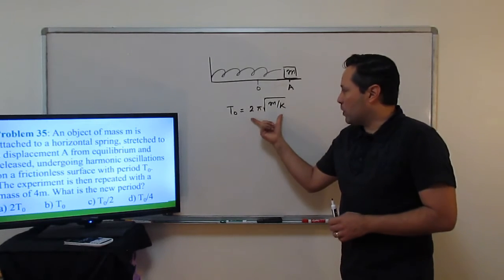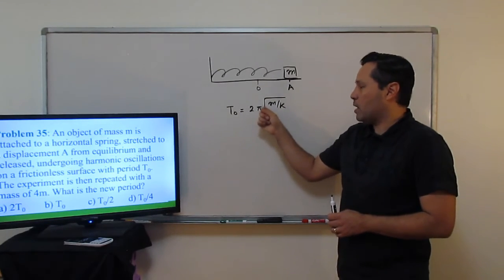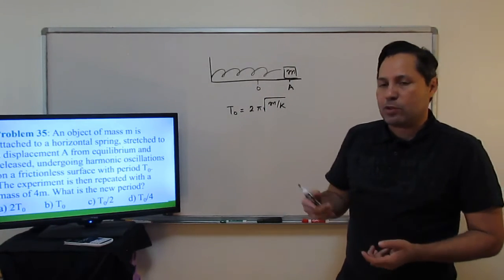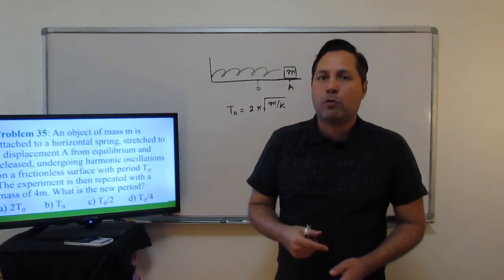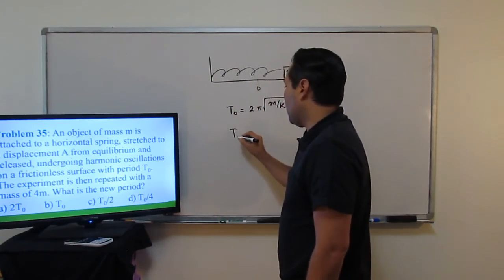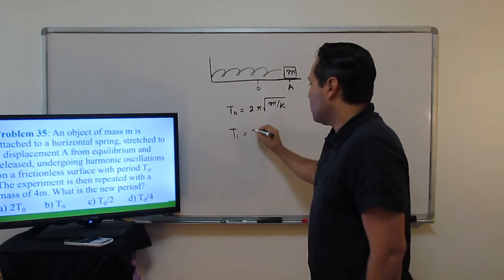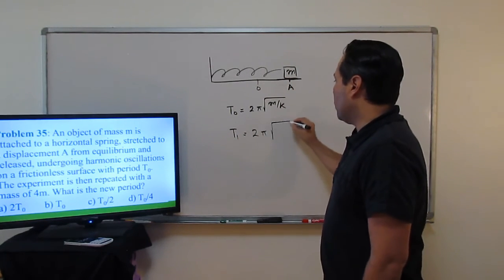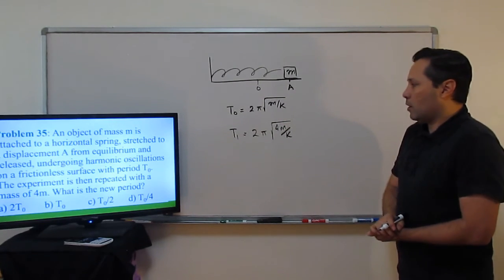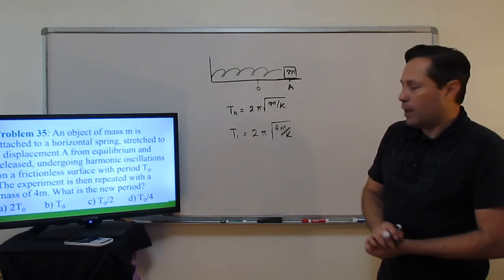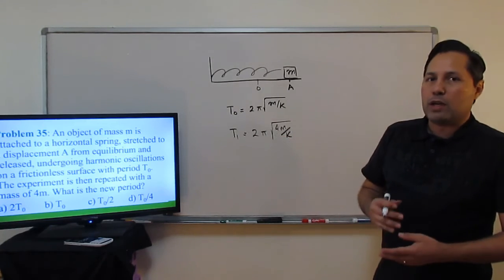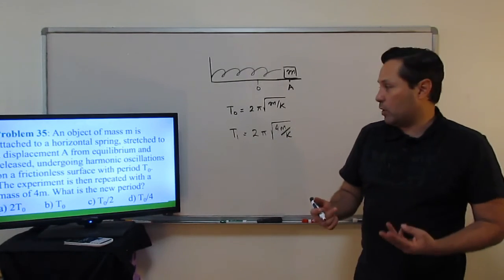Alright, so the original period T0 is 2 pi multiplied times the square root of m over k. Now, since it's the same spring, the k stays the same, but this time we're going to quadruple the mass. So for a new period, I'm going to call it T1, it's going to be 2 pi square root of 4m over k. Alright, sweet. So now, what can we do here if the mass is 4 times bigger? That's why it's 4m. Well, we can go ahead and get the 4 out of the square root. The square root of 4 will give me a 2.